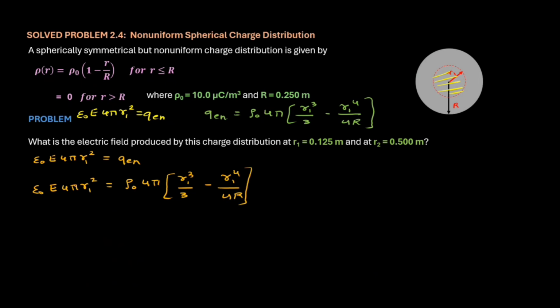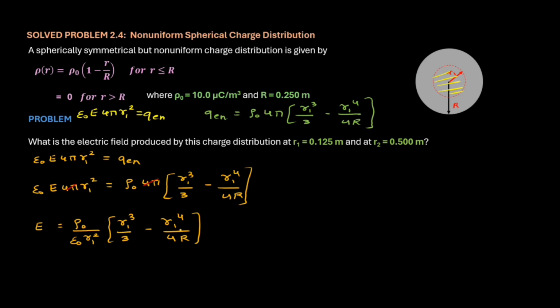We can cancel off the 4 pi from both sides and we can find E by dividing on both sides with epsilon naught r1 squared. So we get E equals rho naught over epsilon naught r1 squared (r1 cube by 3 minus r1 to the power 4 over 4 times capital R).